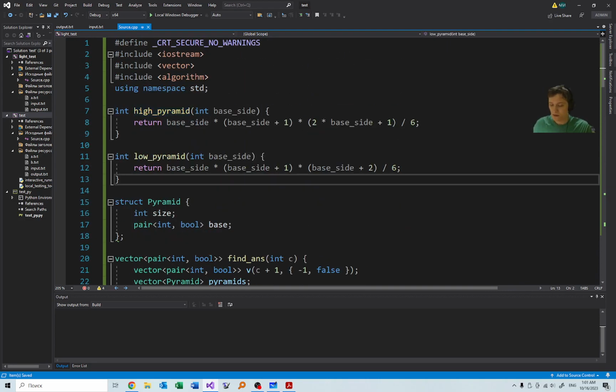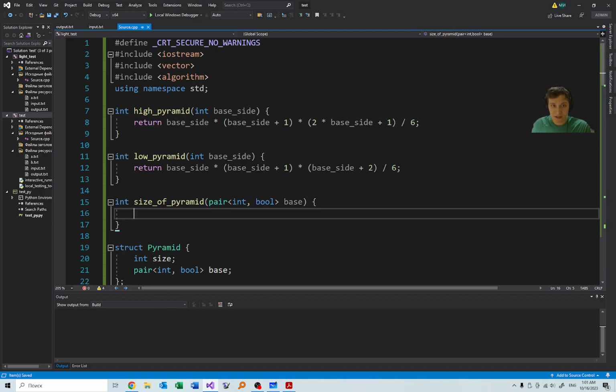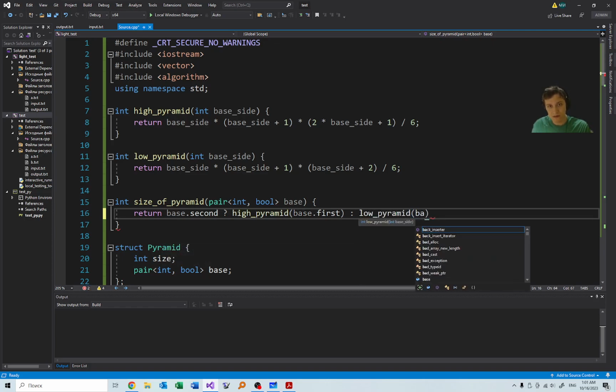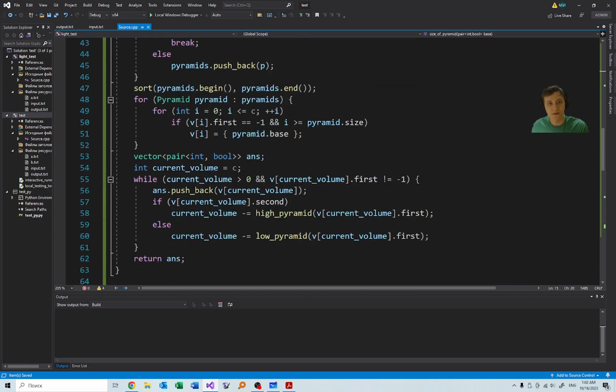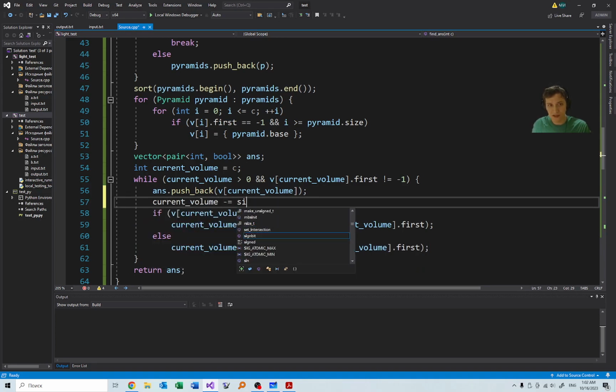For that, we would like to create a new function, which is called, for example, size of pyramid. It takes two things. Actually, you can just take the base, where int bool base. And depending on the base.second, it will return either high pyramid or the low pyramid. This is much better, because this is a function which you can use afterwards. So now we just have only one line instead of these four, just current volume minus equals size of pyramid of v current volume.